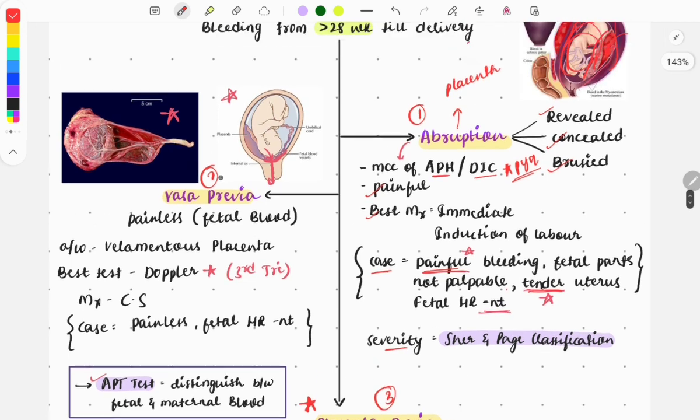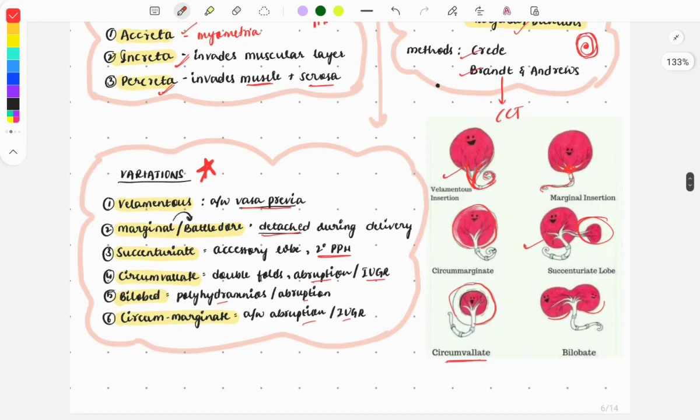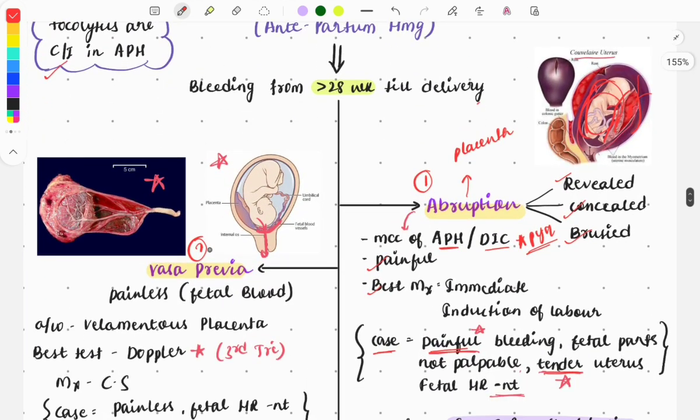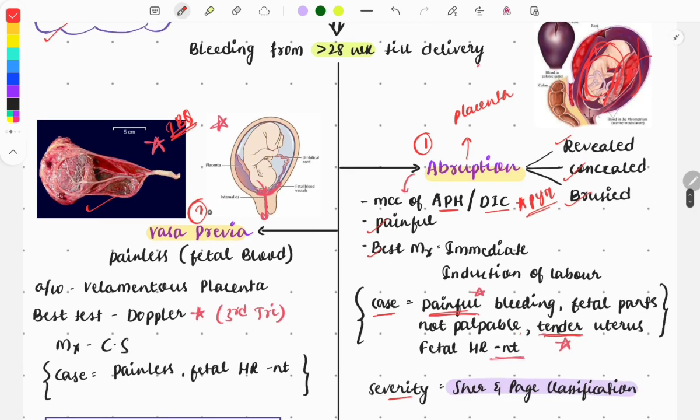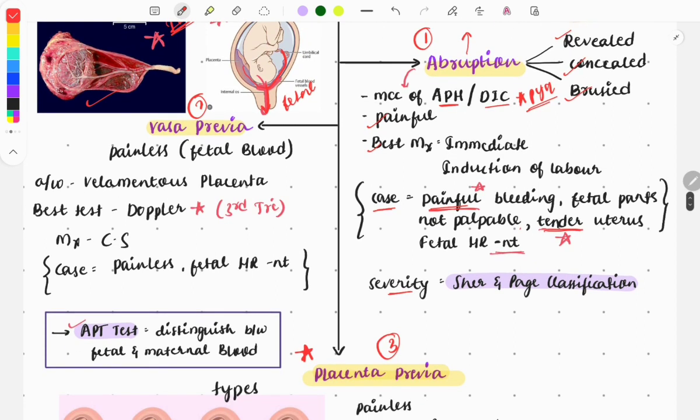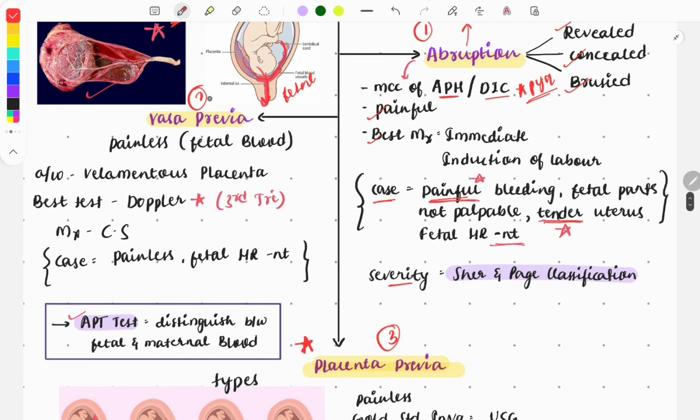Then moving on to vasa previa, as we had discussed here, vasa previa is associated with filamentous insertion, the filamentous placenta. This is the image of the filamentous placenta asked as an image-based question in a past year. Vasa previa means there will be bleeding, and that bleeding will be from the umbilical cord. That means the bleeding will be of fetal origin. This condition is painless, associated with the filamentous placenta. The best test to detect this is the Doppler done in the third trimester, and this was a PYQ.